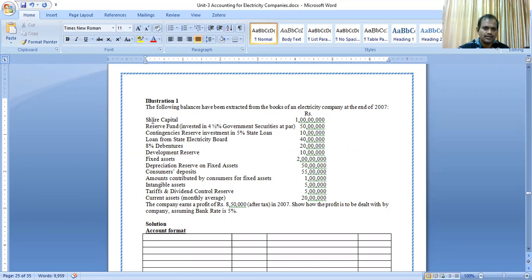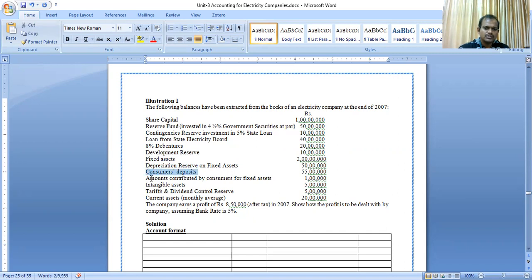of 2007. Share capital, reserve fund invested in 4% government securities. Contingency reserves, investment in 5% state loan. So contingency reserve investment. This is an investment. Loan from State Electricity Board, 8% debentures, development reserve, fixed assets, depreciation reserve.